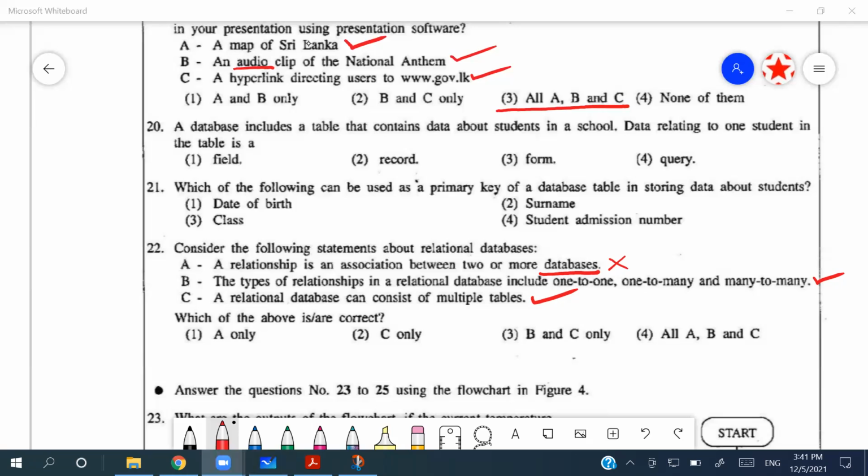No, Saran, database does not mean table. Table is the main object that is used to store data in a database. So database is a collection of tables which are related to each other. Right? It's a collection of tables. Right? So we can say B and C is correct. 22nd, the third one.